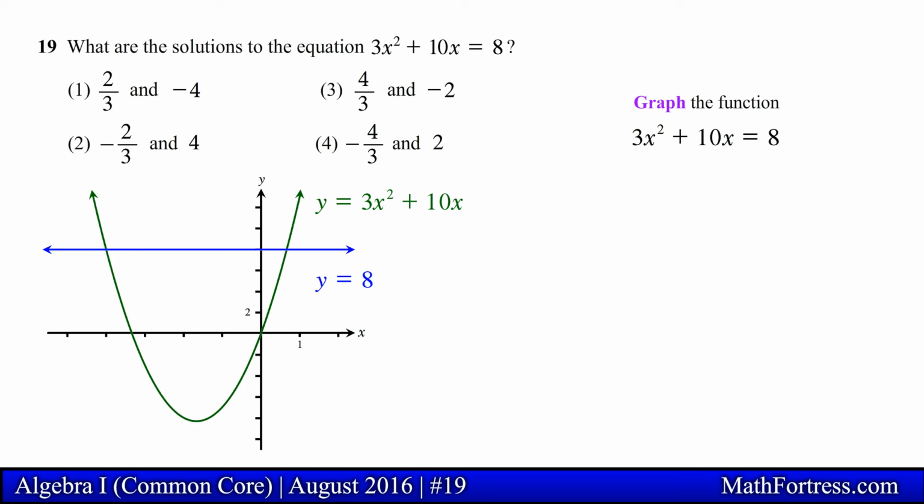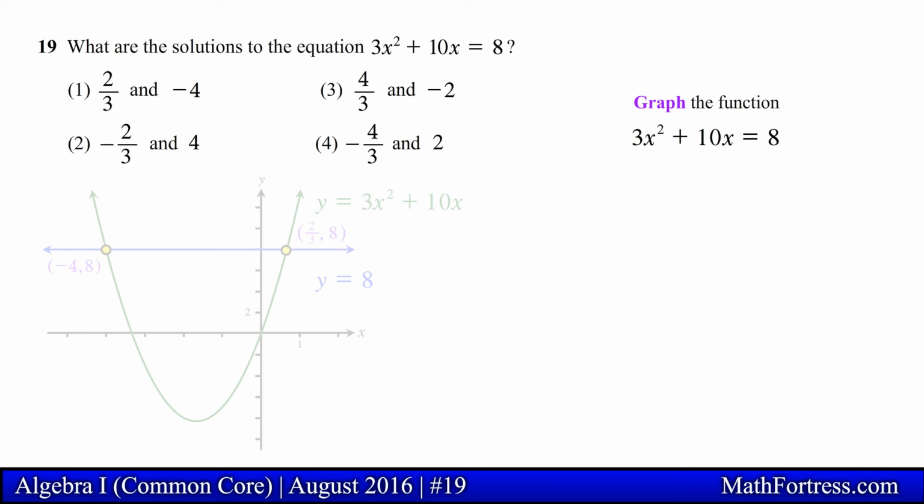Now we need to determine where the first function intersects the second function. We can determine this by inspection. Looking at the graphs, we see that both functions intersect at the points (2/3, 8) and (-4, 8). We can also find the solutions by rewriting the equation and setting it equal to 0.